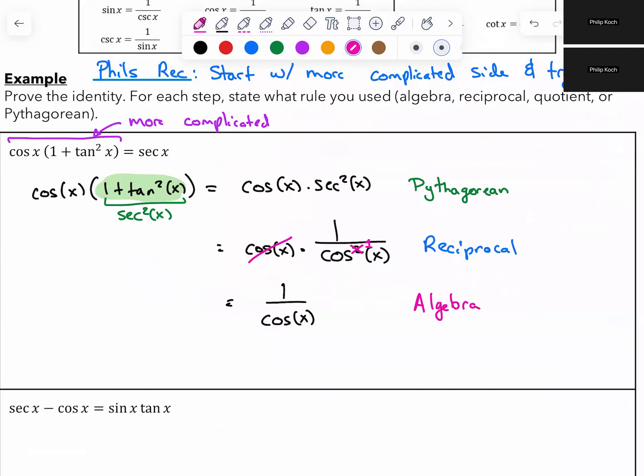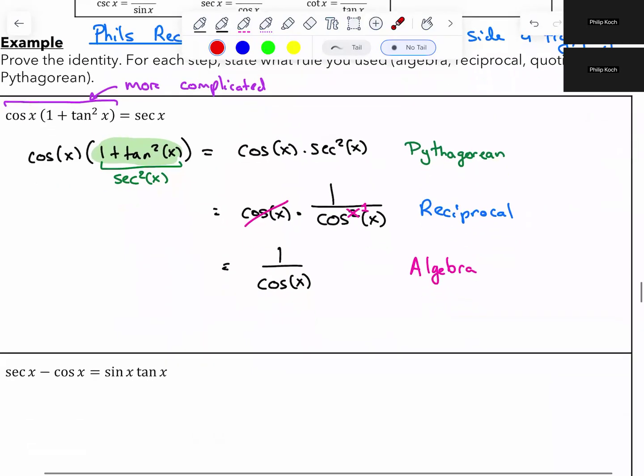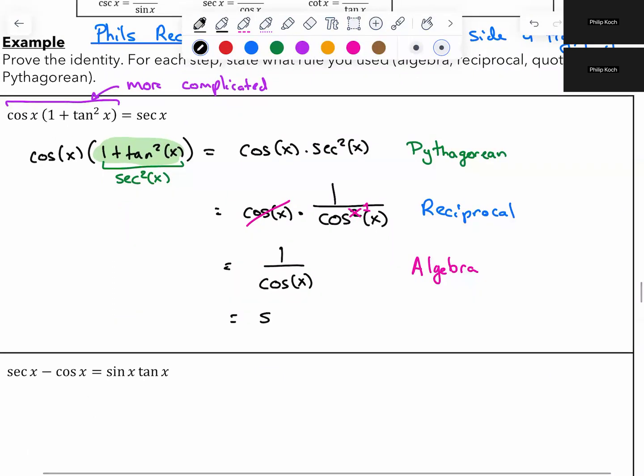And then the final answer. Keep in mind, we always want to get back to the right-hand side. If we start with the left, we want to get to the right. If we start with the right, we want to get to the left. We can start with the right. Absolutely. Totally fine to do so. And so the last step is that this is equal to secant of x, which is exactly what we want. And that's a reciprocal identity again.